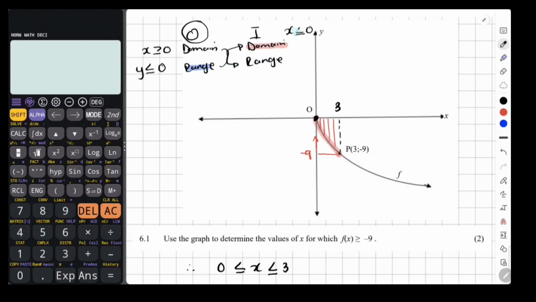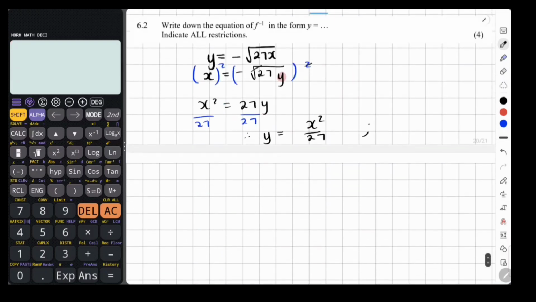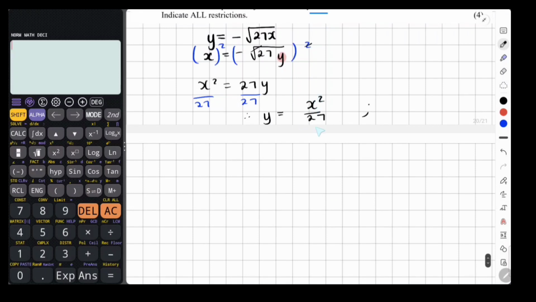But I cannot call that y because it's still domain, so it's still speaking about the x values. So that would be the answer for that. So it's this, and then you need to put a semicolon and say this is where x is smaller or equal to 0. That's the domain of the inverse.